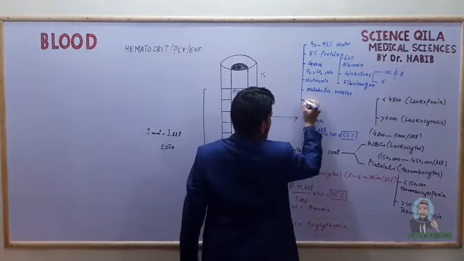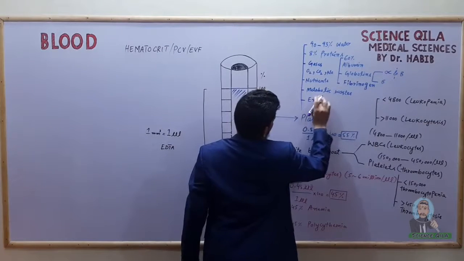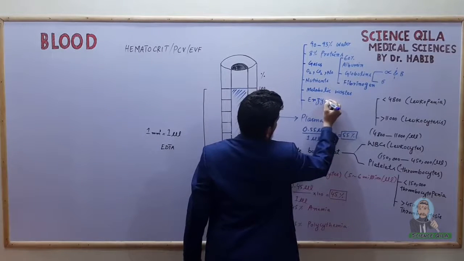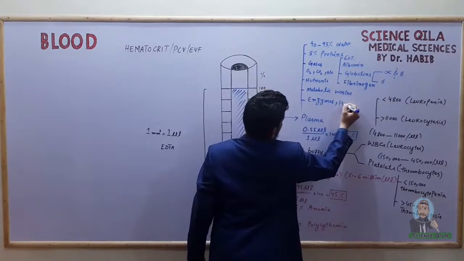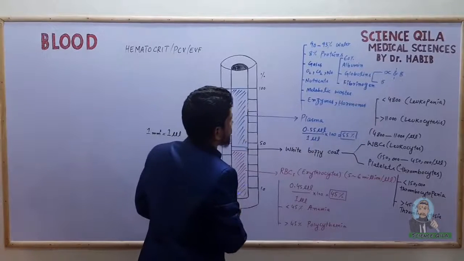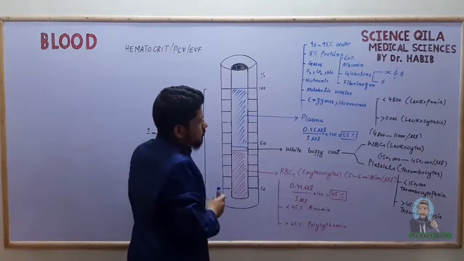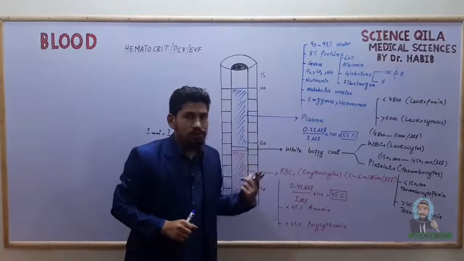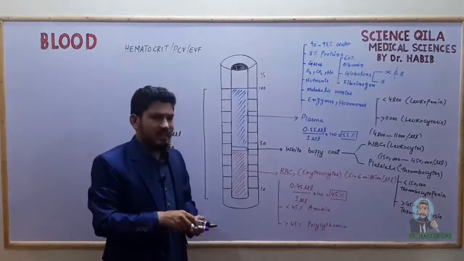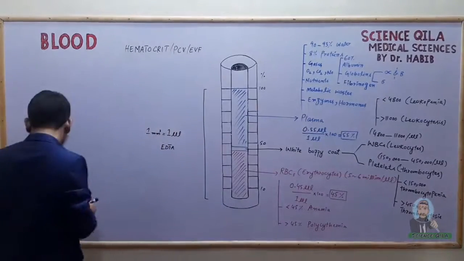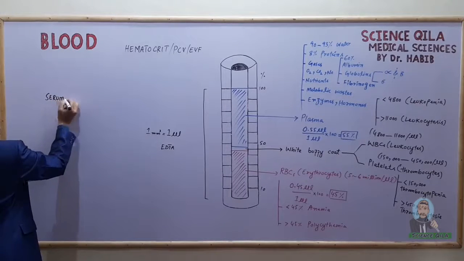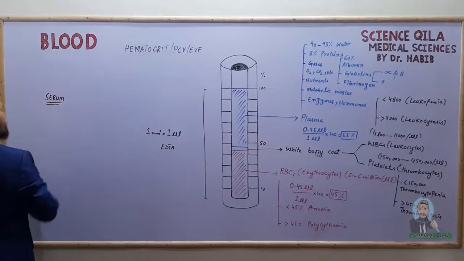We also have enzymes and hormones. They are also present in the plasma. So this was all about the composition of the blood, and it was all about the hematocrit value. Here one thing at the last I would like to mention, and that is serum. This is very, very important to differentiate between plasma and serum.